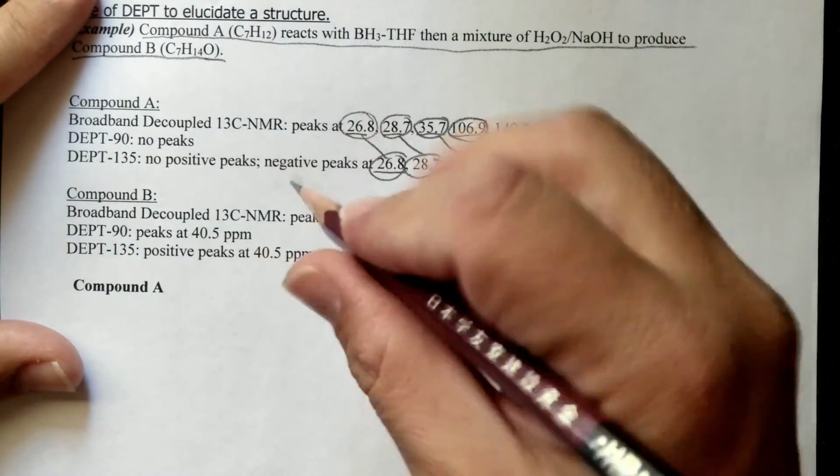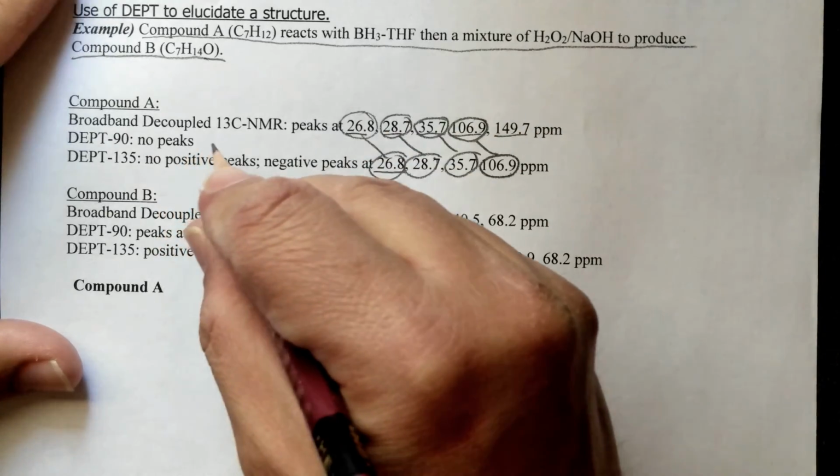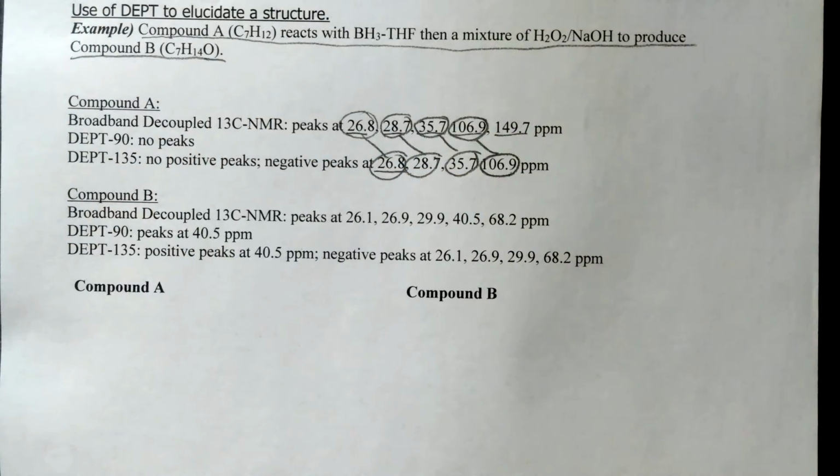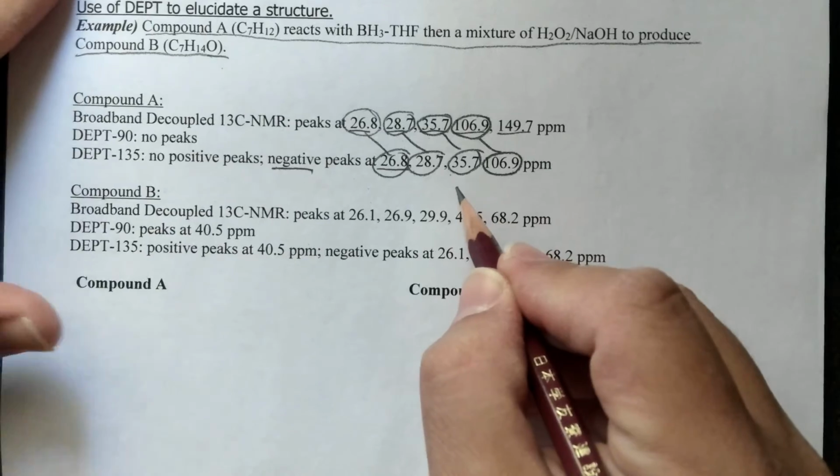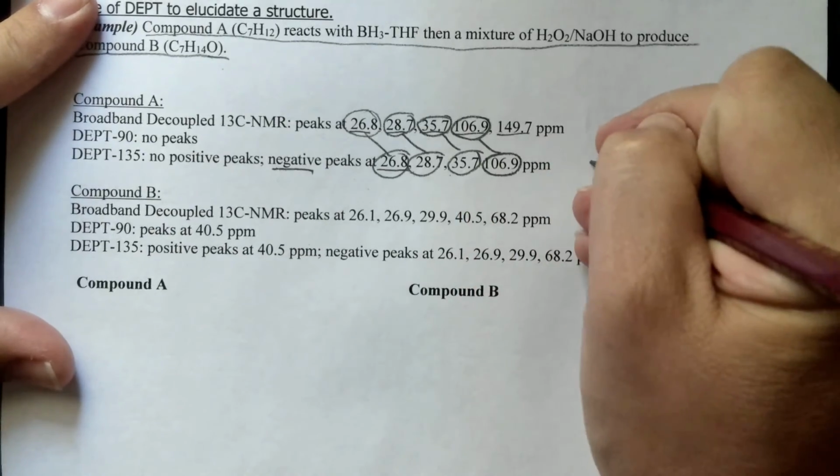And so remember, none of them show up in the 90. I don't know if you remember that, but what we just showed in the video prior to this is if something shows up in the broadband decoupled, not in the 90, but negative in the 135, and that's what these negative peaks are, that means they're all CH2.